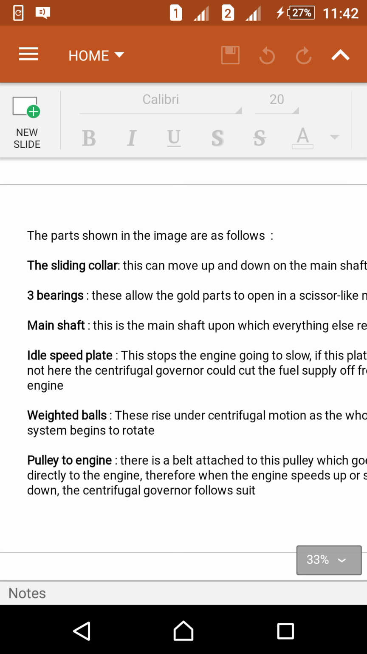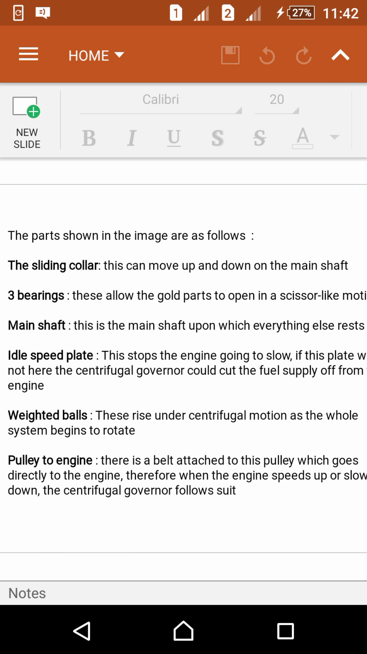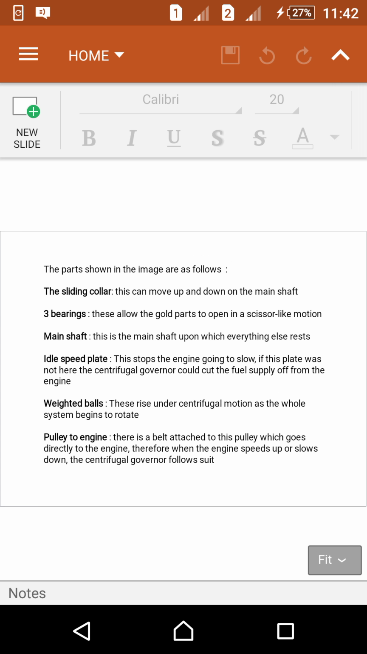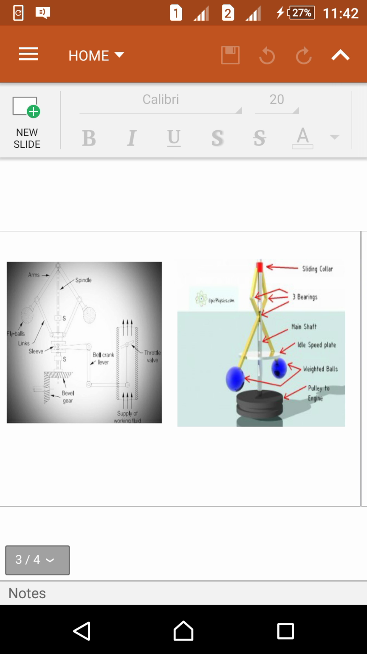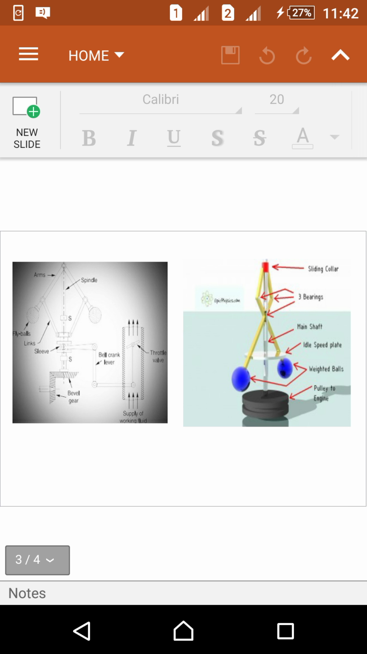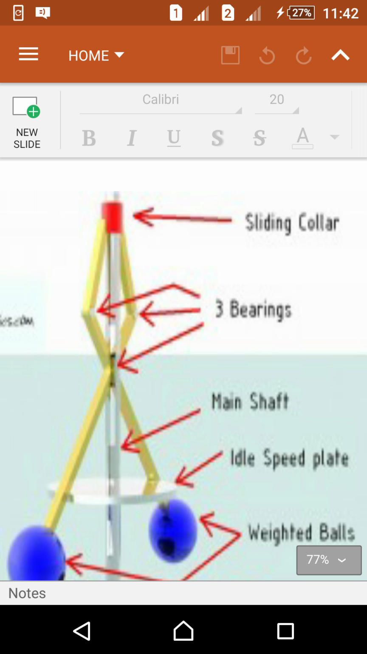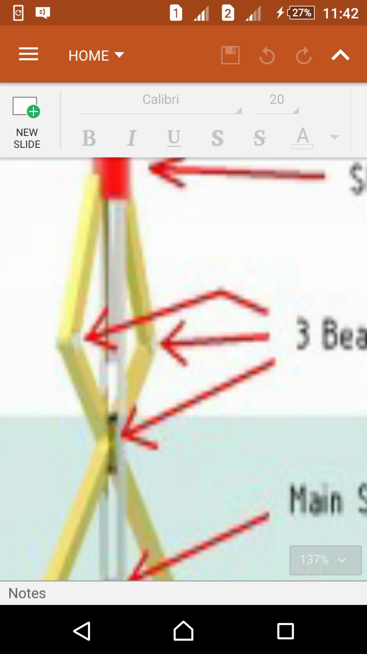The parts shown in the image are as follows. The sliding collar can move up and down on the main shaft. The three bearings allow the gold parts to open in a scissor-like motion. These three bearings are used to rotate these gold plates.